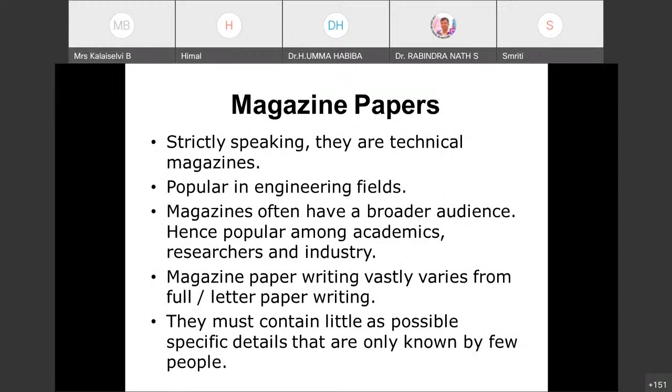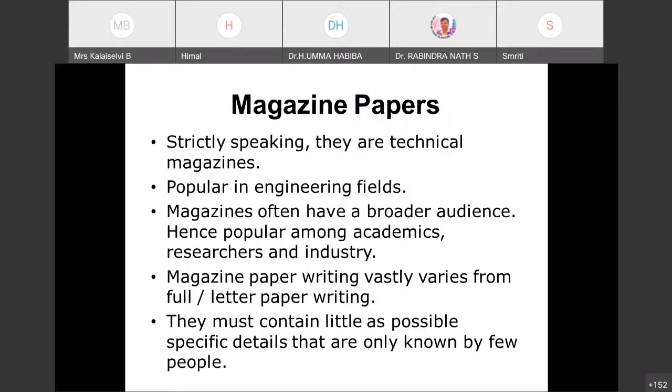So then I will go to magazine papers, right? Strictly speaking, they are technical magazines, not any other type of magazine. And mostly, as I mentioned earlier, these magazine papers are read by professionals in your field, people from industry, policymakers, and also academic professors and lecturers and so on. So magazine papers are very popular in the engineering field.